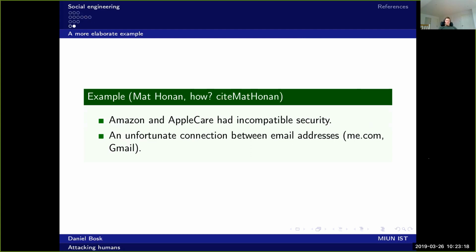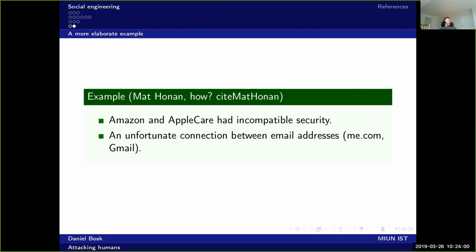Well, basically, it was due to some incompatibility in the security design of Amazon and Apple Care. So Apple Care is the customer service of Apple. At least that's what they were called back then. So basically, what happened was that both Amazon and Apple used the credit card numbers to verify the user in case they had forgotten their password or something like that. So the incompatibility was like this.